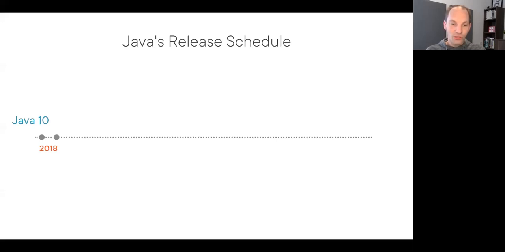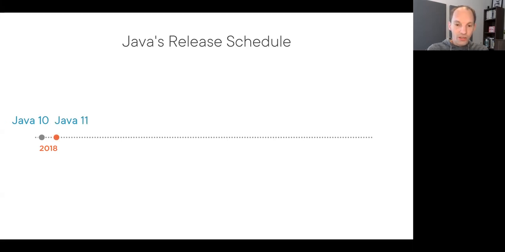However, as of Java 9 and Java 10 that were released in 2017 and 2018, Java has made a switch to a time-based release schedule where we get a new version of Java every 6 months. So this is also why we're currently at Java 16. And this is something that may surprise you if you've not been following Java very closely. But that's where we are now. So every 6 months we get a new release.